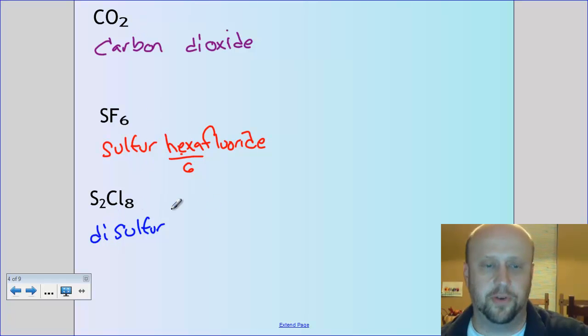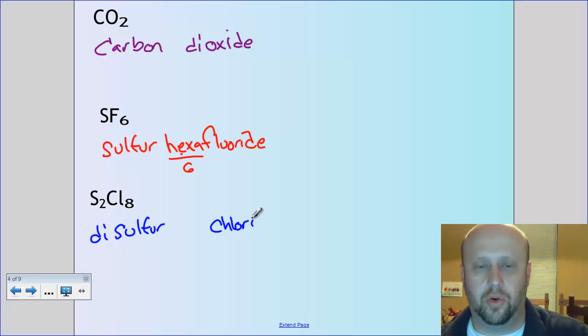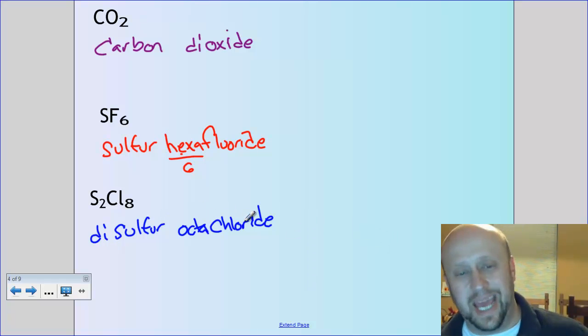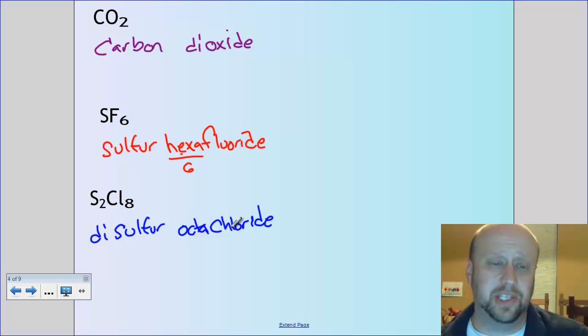So disulfur. Okay, chlorine is going to change into chloride. Again, that's a pretty common one. And then 8, whenever you see 8, think about a stop sign. A stop sign has 8 sides, and it is an octagon. So disulfur octachloride. And again, the names sound weird, but the process of doing that is really easy.